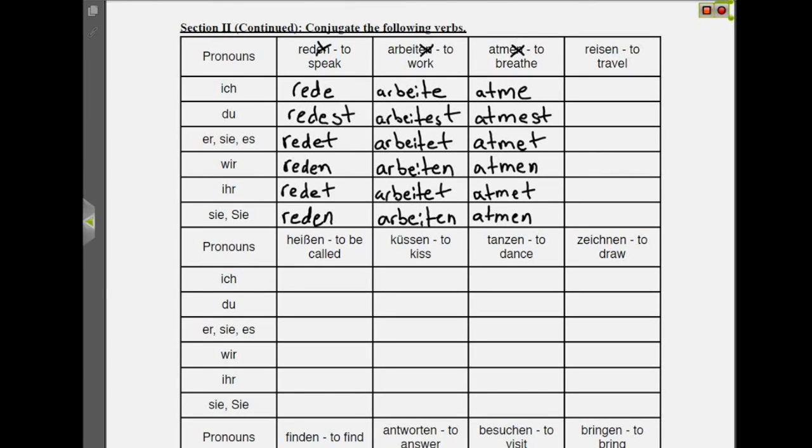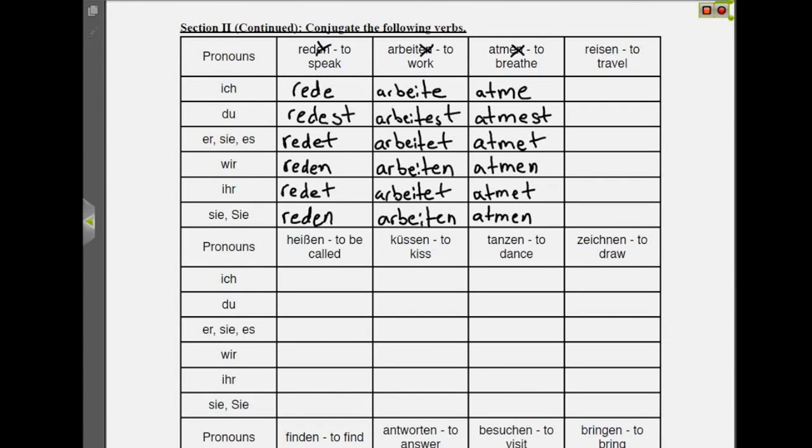So here are some examples that we would use to add an extra E. If you have a D or a T at the end of the verb stem, you would add an E for the du, er/sie/es, and ihr forms. If you have a consonant cluster or a couple of consonants together, usually a consonant followed by an M or an N, you're going to have to add an extra E. This does not count whenever you have two M's, as we saw in the example above, kommen, but it does count whenever you have a consonant that is not the same as the next consonant. Then you're going to have to add an E.